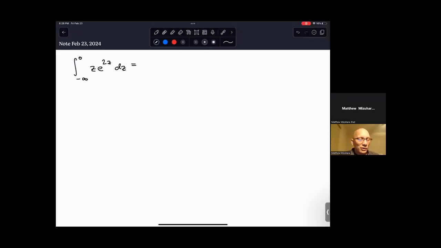Hey folks. So I want to do a few more examples solving improper integrals. I picked two integrals from the book. One is type 1, one is type 2. I haven't worked through them completely, so we're going to do this in real time.